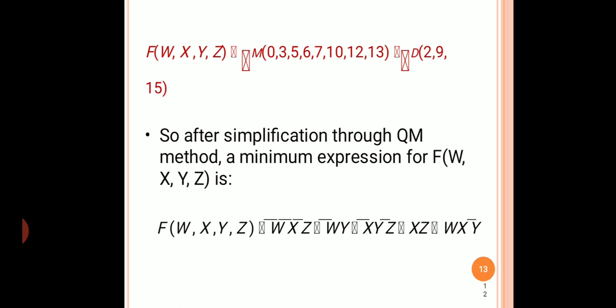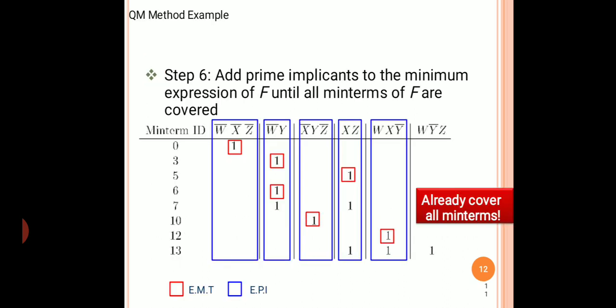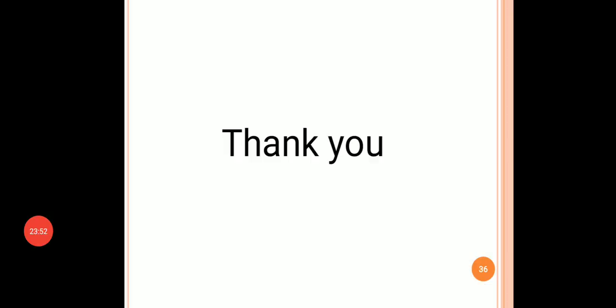So this is the answer. Addition should be there: W bar, X bar, Z bar plus W bar, Y plus X bar, Y, Z bar plus XZ plus W, X, Y bar. So this is how we can solve the expression by using the Quine-McCluskey method.